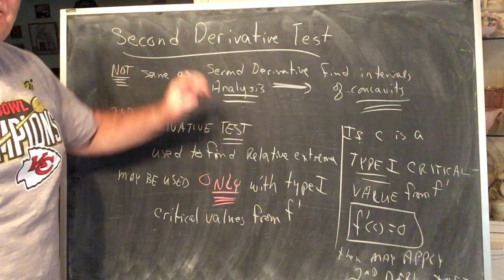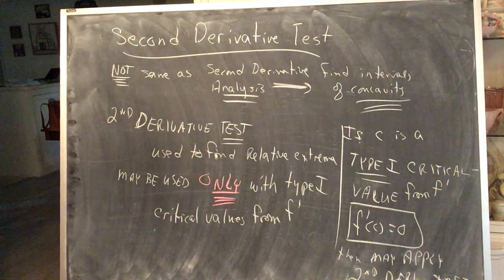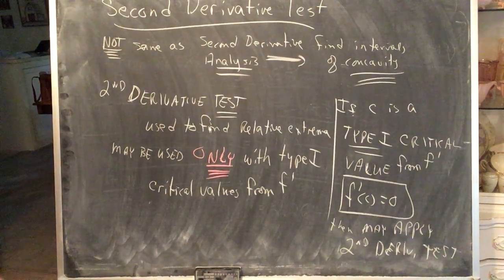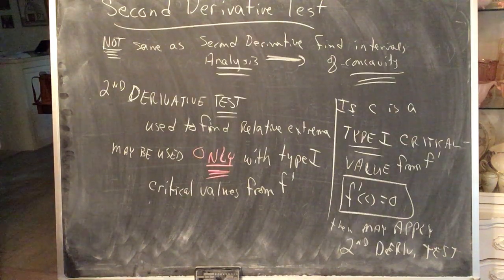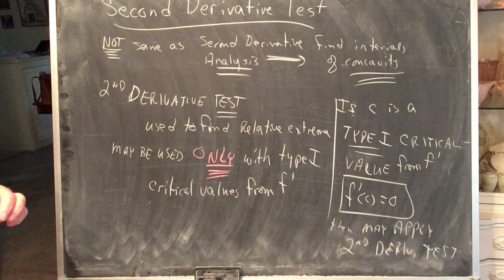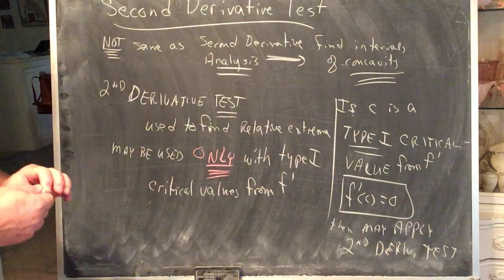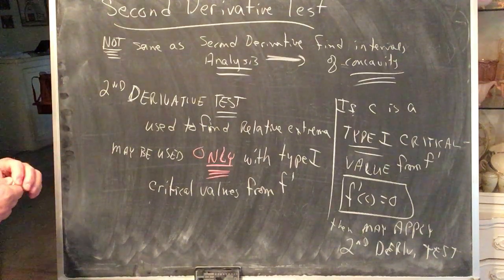All right? So you may apply the second derivative test only if you have type 1 critical values that you found from the first derivative. Type 2 critical values don't have anything to do with the second derivative test.